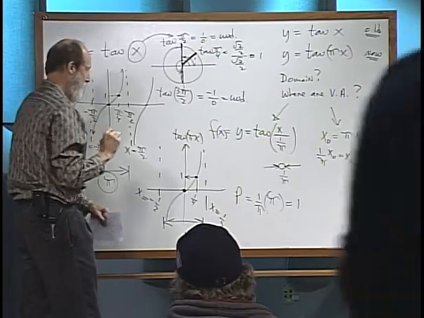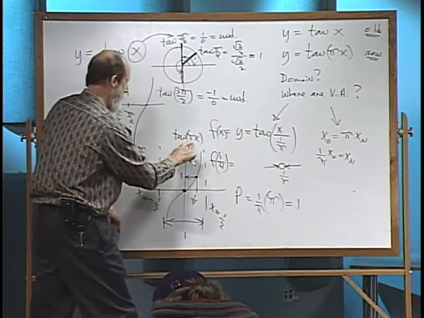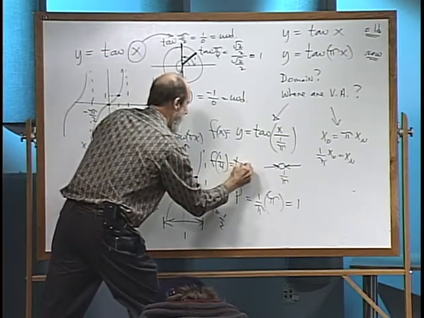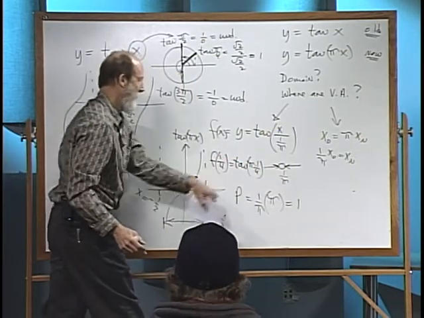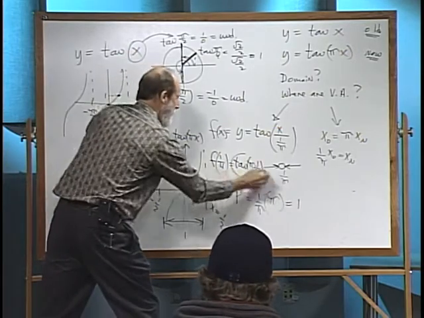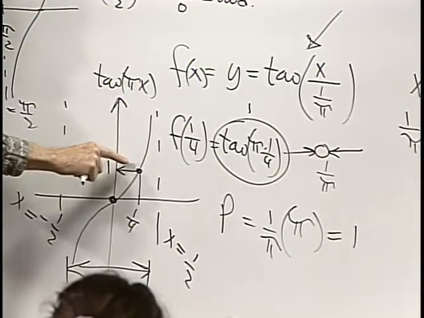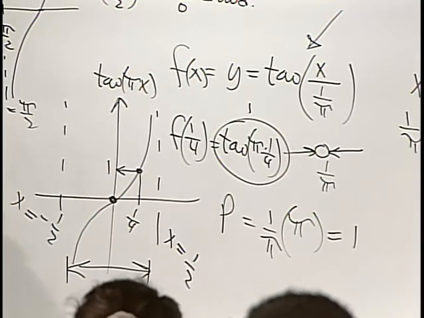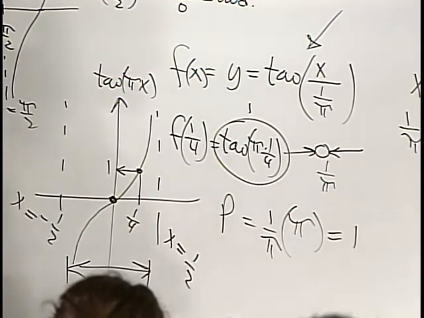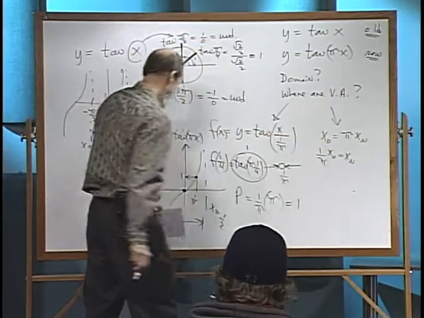Let's check it. F of 1/4. Go ahead and do it. F of 1/4, we're going to have tangent of pi times 1/4. And what's the tangent of pi over 4? That's 1, isn't it? That spot checks the sketch. Spot checks the sketch to see if we're on the right track. So, answering the question, where are the vertical asymptotes?